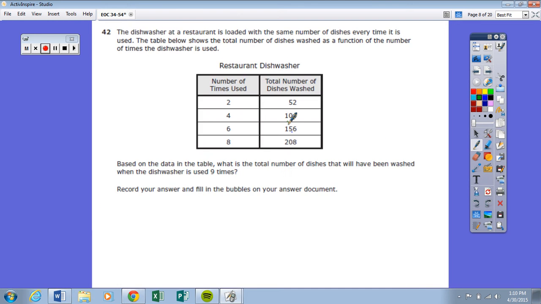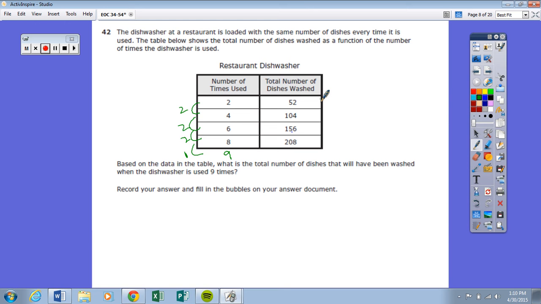Okay, number 42. Dishwasher at a restaurant is loaded with dishes, and it's loading the same amount every single time. Based on the data, what's the total number of dishes that will be washed when it reaches 9? Okay, so this table is counting by 2's, so you've got to be careful because it wants to know what happens at 9, which means I only need to go 1 more space, not 2.